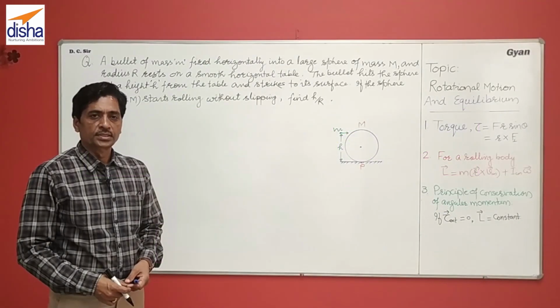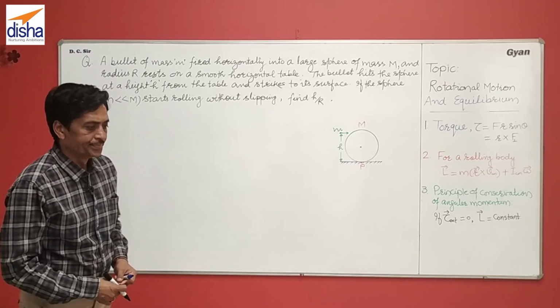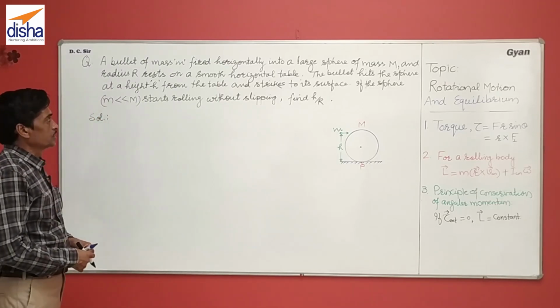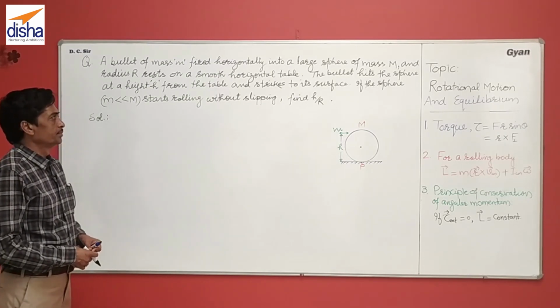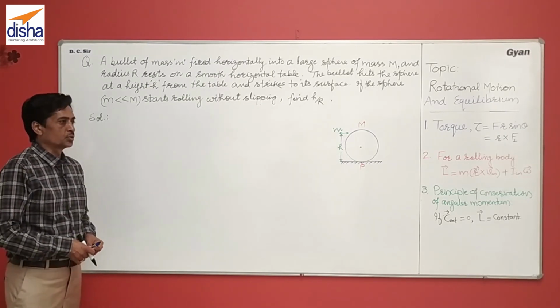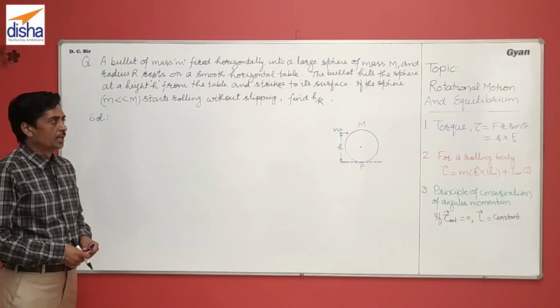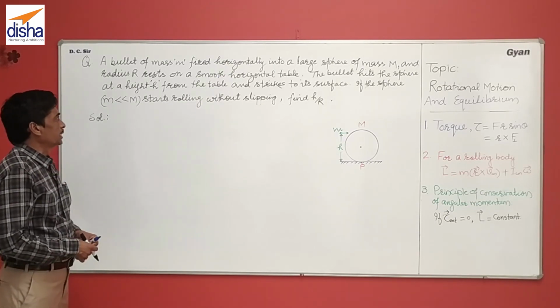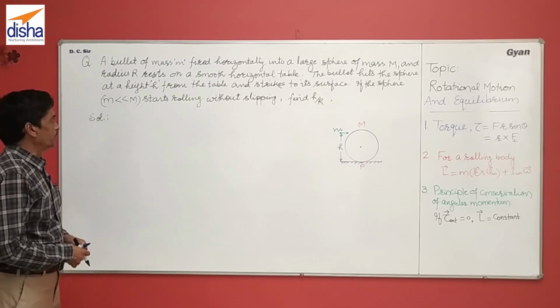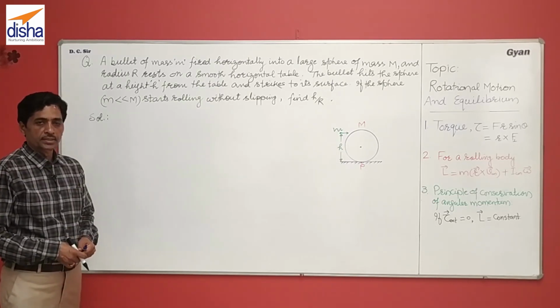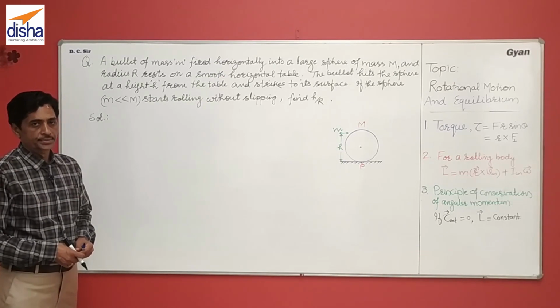Students, I am going to discuss a problem of rolling motion. The problem is: a bullet of mass small m is fired horizontally into a large sphere of mass capital M and radius r, which rests on a smooth horizontal table. The bullet hits the sphere at a height h from the table and sticks to its surface. If the sphere starts rolling without slipping, find h by r.